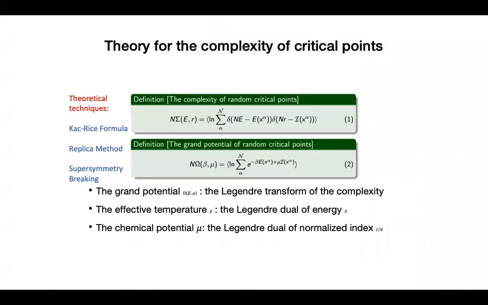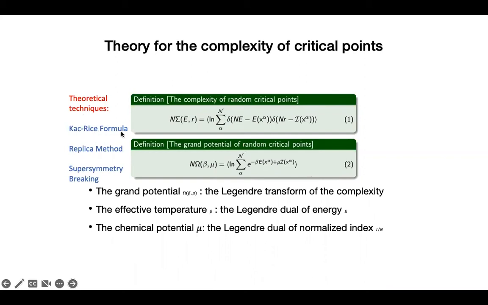Okay, so what did we actually do? We used techniques from algebraic geometry, the Kac-Rice formula, and statistical mechanics, the replica method, and also supersymmetry, to count the number of critical points of a given energy and a given index. More precisely, we computed the logarithm of the number of critical points, and we averaged over the quench disorder. And so this gives us a so-called complexity of critical points at a given energy and intensive index. We computed it by computing this grand potential. We're averaging a log, so you can use a replica method.